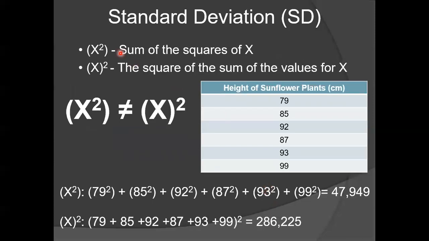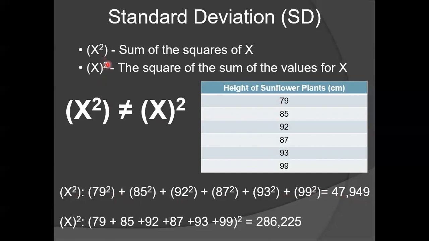As mentioned before, Σx² does not equal (Σx)². Σx² is the sum of the squares of x. What that means is for this data set, we would take the square of each of these values and add them together. So in this situation, Σx² would equal 47,949.